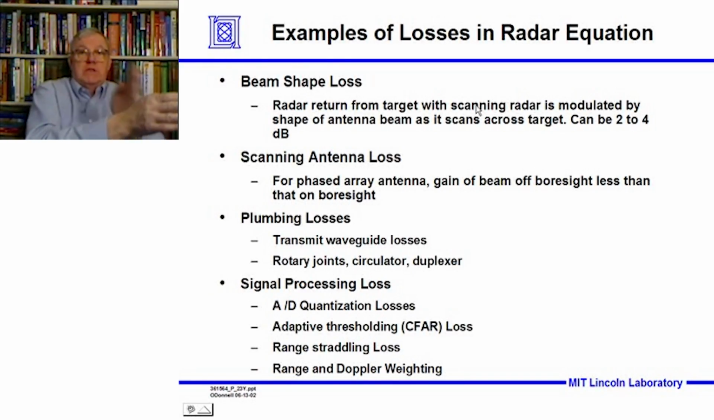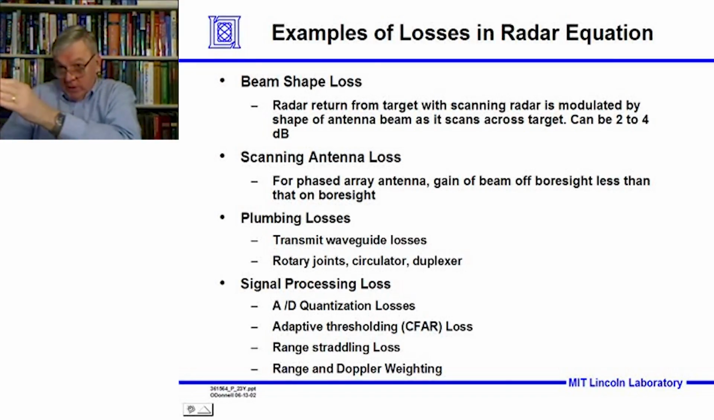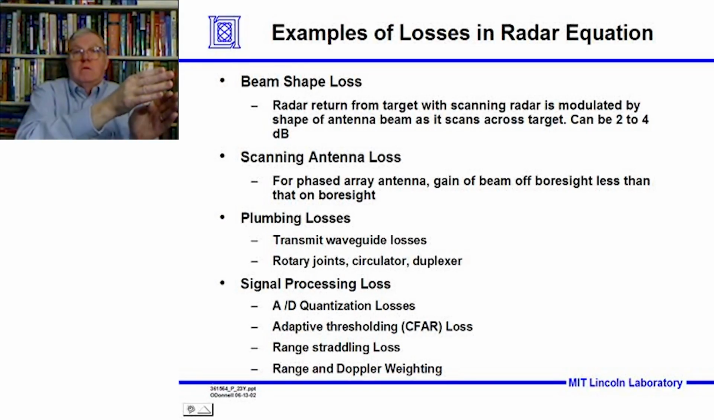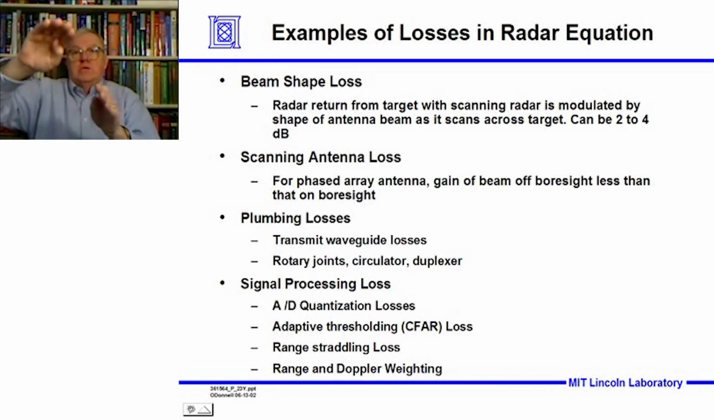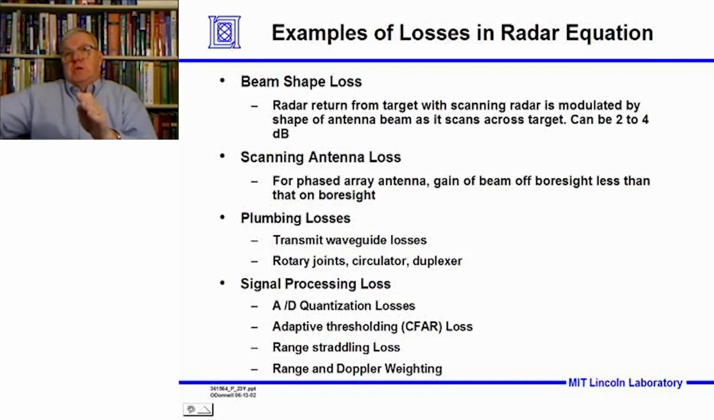They detect it as you see the target, and the target moves into your beam as you move the antenna over the azimuth where the target is located. Then your signal-to-noise ratio will increase and decrease, consistent with the antenna pattern as you go into the main lobe of the beam up to the peak and down. So therefore the return is going to be modulated by that antenna beam. This beam shape loss can be, in and of itself, just one loss, 2 to 4 dB.